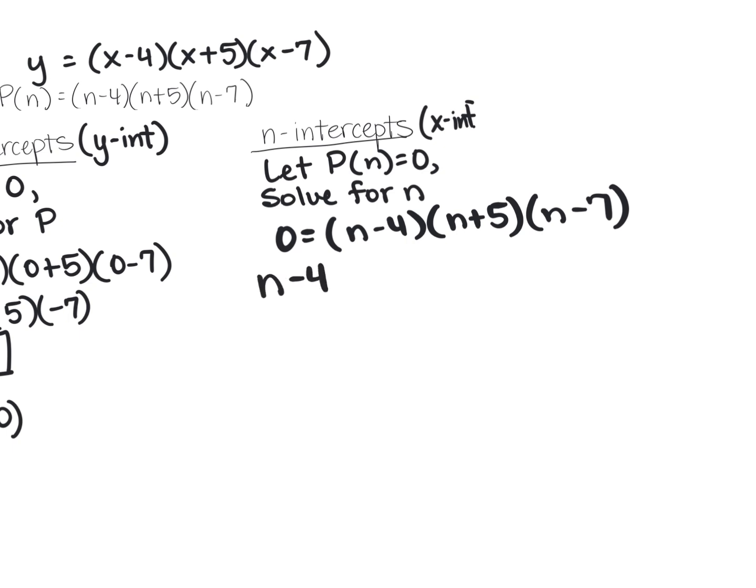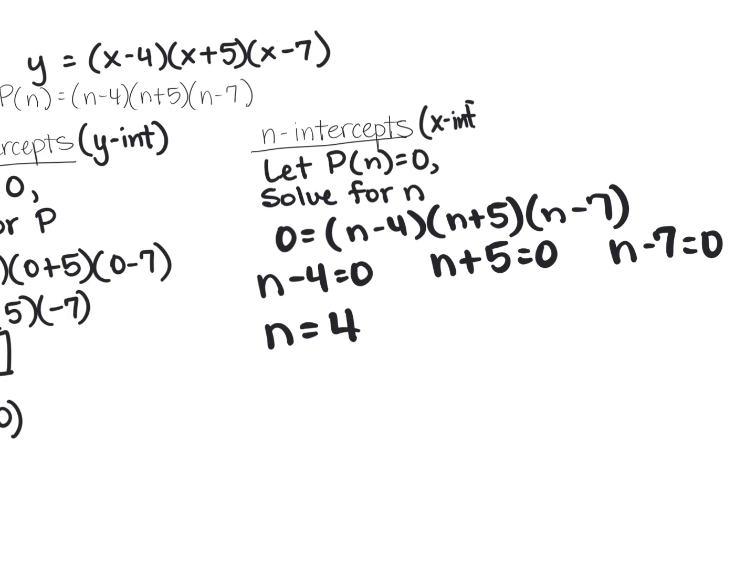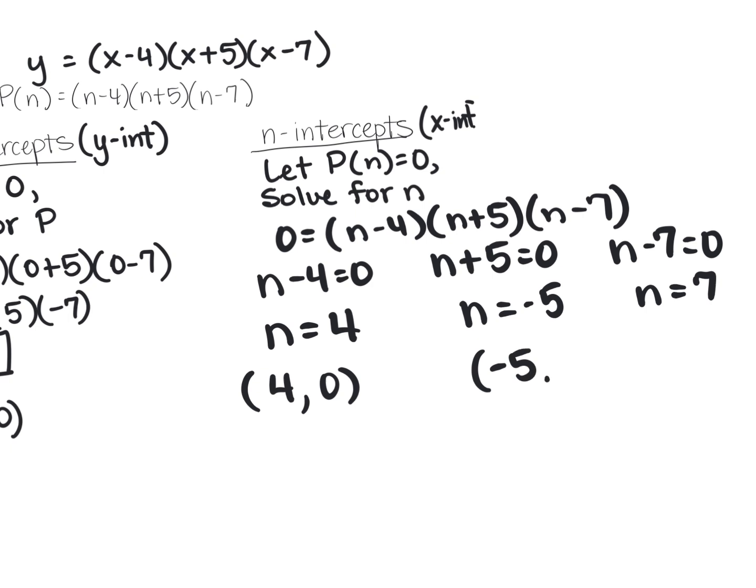So I have n minus 4 is equal to 0, n plus 5 is equal to 0, and n minus 7 is equal to 0. So n is going to hit the x-axis, or n-axis in our case, at 4, at negative 5, and also at positive 7. Again, if they want ordered pair points, you're going to have 4, 0, you're going to have negative 5, 0, and you're going to have 7, 0.